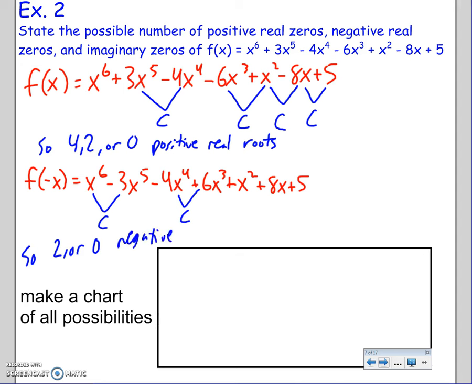Negative real roots. And then the rest will be imaginary. So now we make a chart of all possibilities.